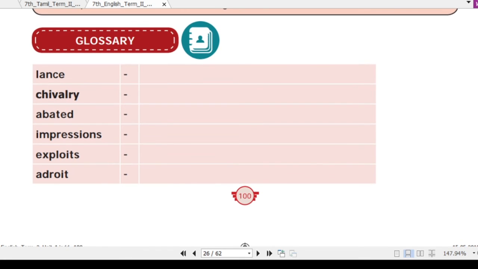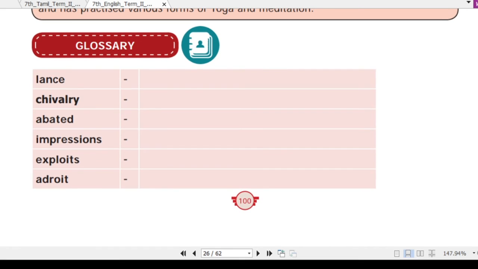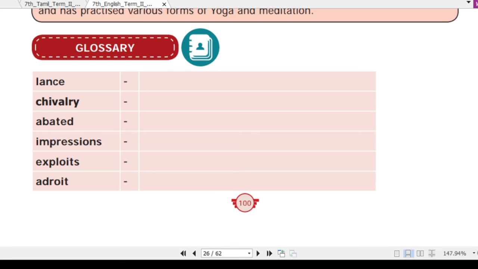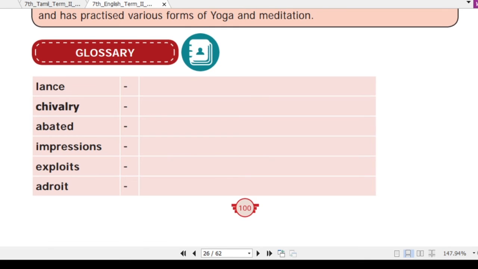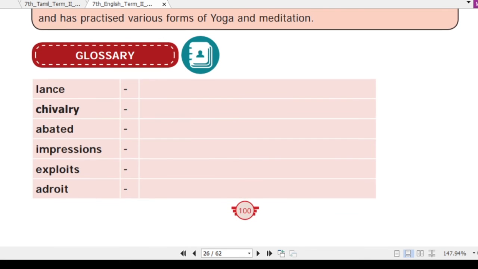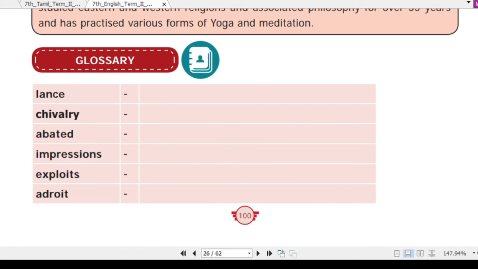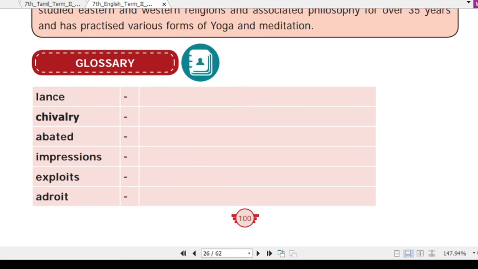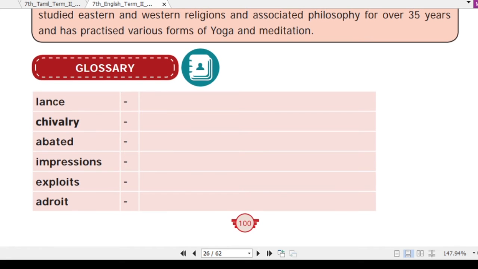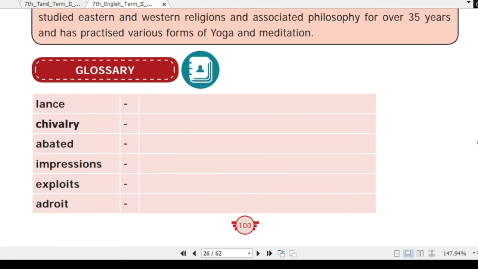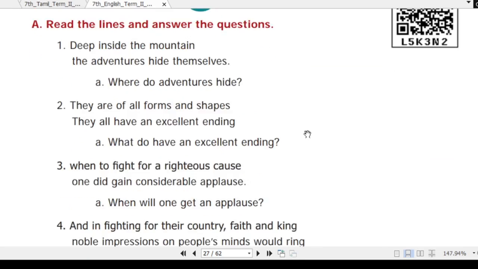Okay. Adroit. What is adroit? That means specialization. கை தேர்ந்த. Okay, specialized in. Understand or not? கை தேர்ந்த, specialized. Clever, you can say clever. Or skillful. கை தேர்ந்த என்னன்னா skillful. This is the meaning.